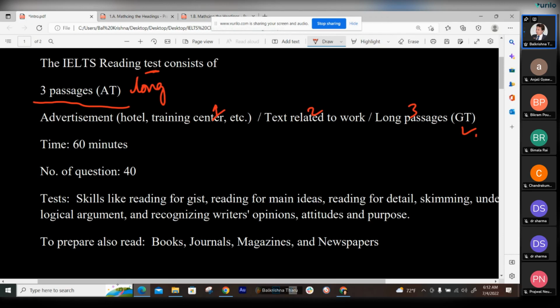The duration of the test for both the AT and GT candidates is the same, 60 minutes. The number of questions asked in the test for both AT and GT is the same, 40. Sorry, 40 questions. So 60 minutes and 40 questions for both AT and GT.